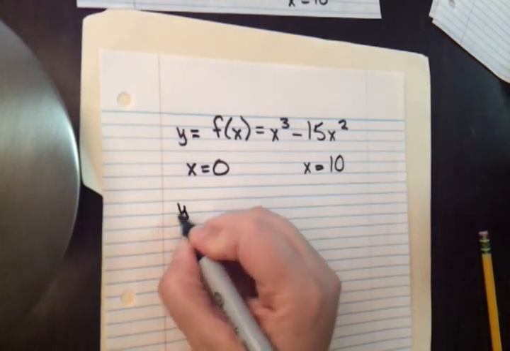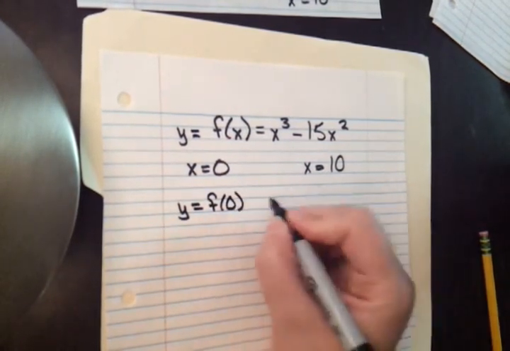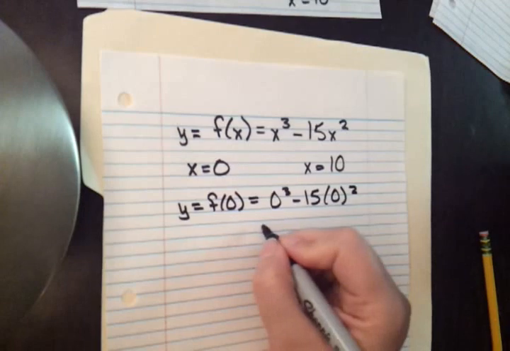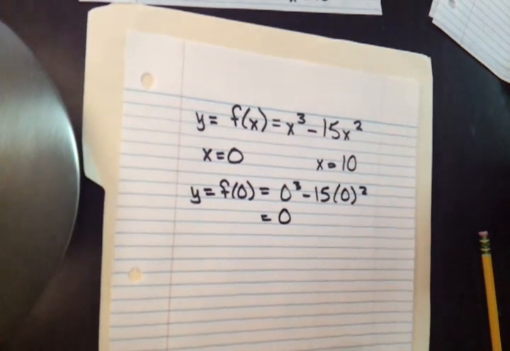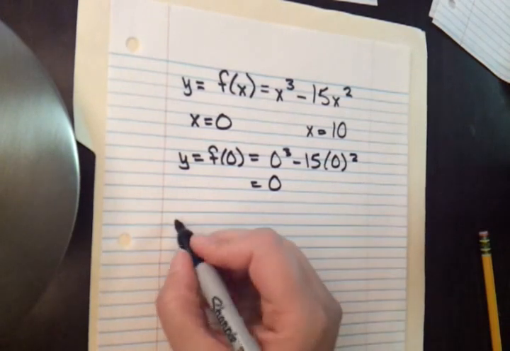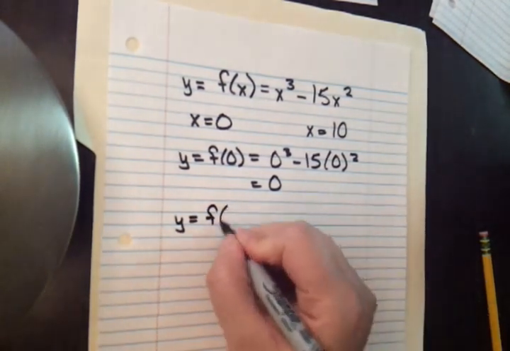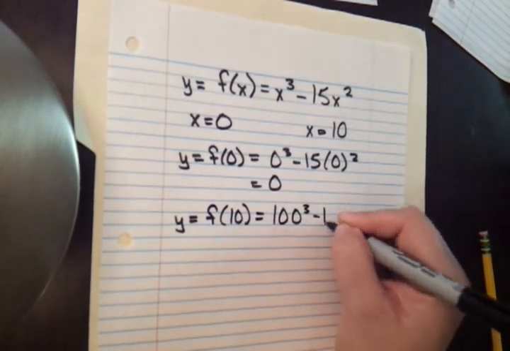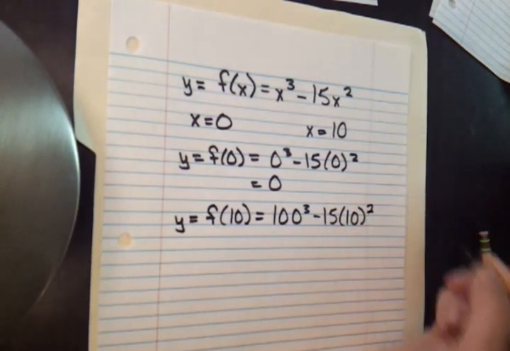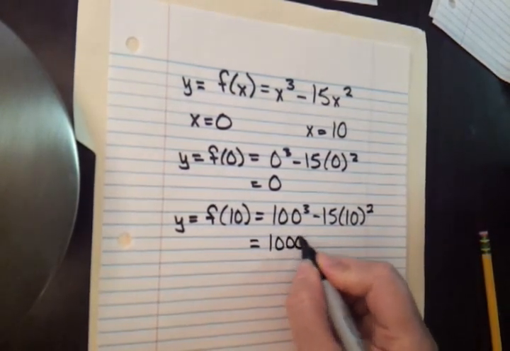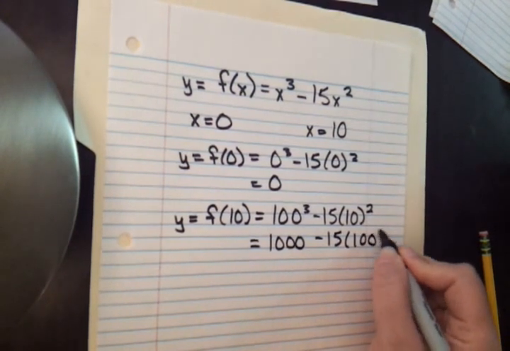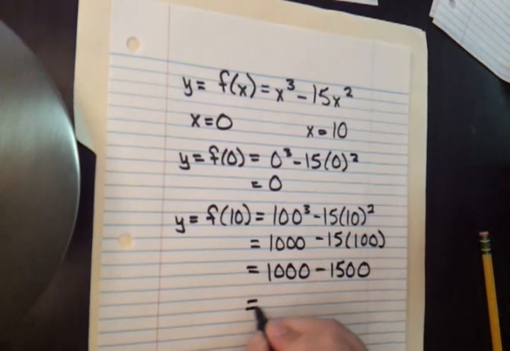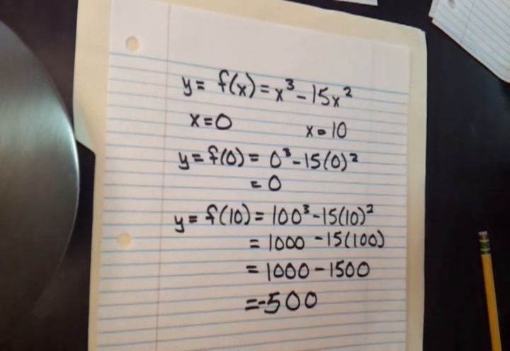So for the first one, we're going to do y equals f of 0, which equals 0 cubed minus 15 times 0 squared, which just so happens to be 0. Okay, that one was pretty simple. So now let's try y equals f of 10. So that's going to be y equals 10 cubed minus 15 times 10 squared. Well, that's 1,000 minus 15 times 100, which is 1,000 minus 1,500, which is negative 500.